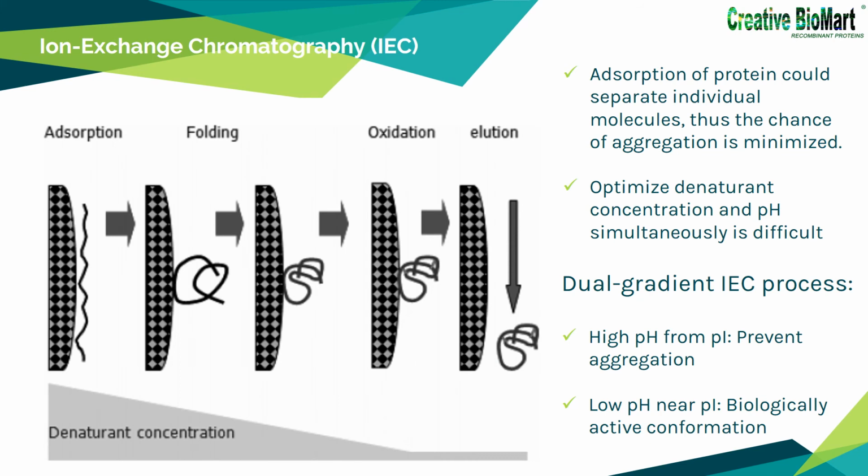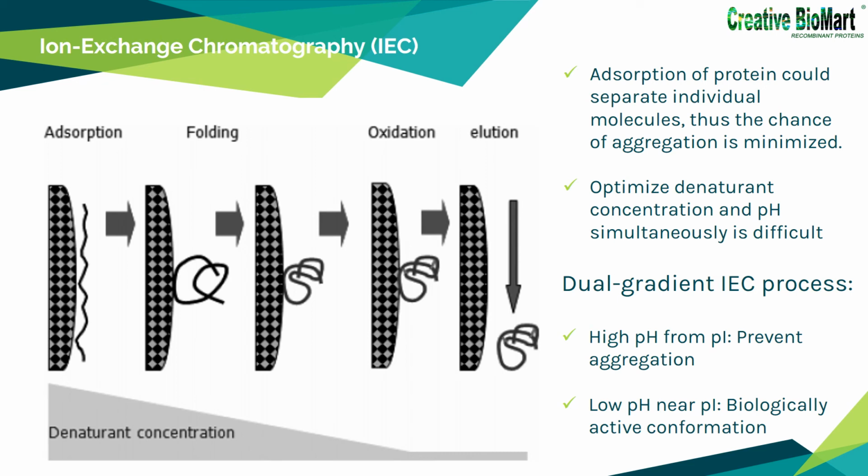2. Ion exchange chromatography. The denatured protein is adsorbed onto the surface of the IEC medium. As the concentration of denaturant in the liquid phase decreases, the protein begins to fold. The folding could take place on the solid surface or away from the surface, depending on the protein and its environment. The ideal situation is that the protein finishes its refolding process to form a correct structure, and exits the column. Because the adsorption of protein could separate individual molecules, their refoldings do not interfere with one another, and the chance of aggregation is minimized.